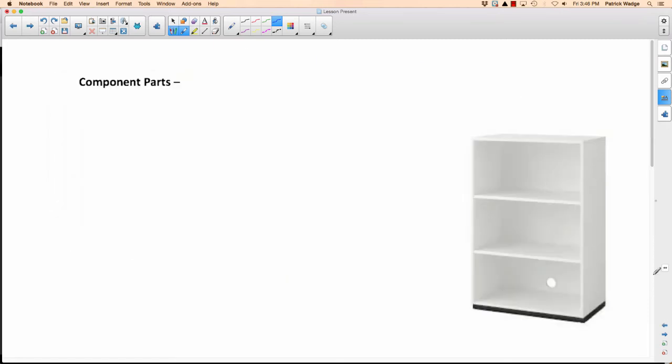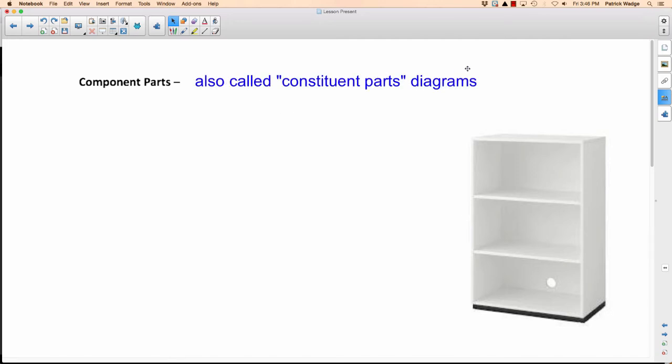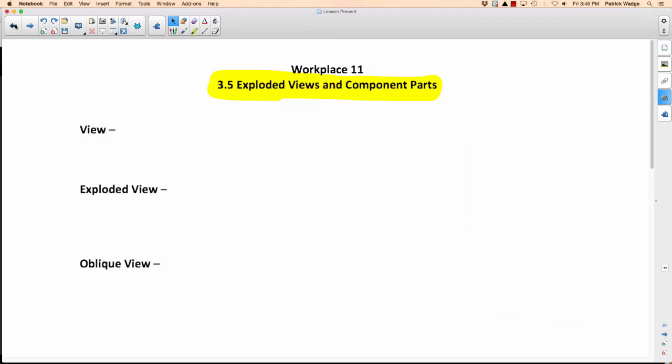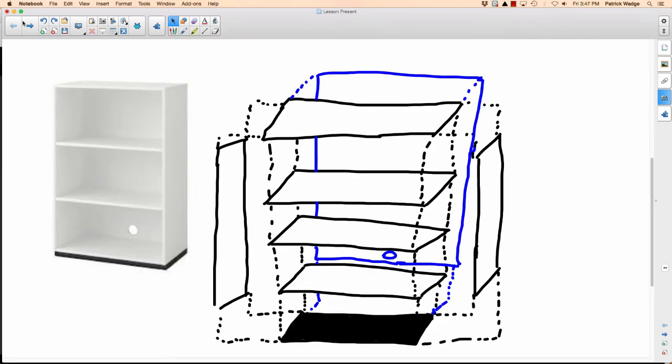All right, let's do the same drawing again, but this time we're going to do it in component parts. I can do this one. I can do this. So this is also called a constituent parts diagram. Component parts diagram, constituent parts diagram. Basically, it shows all the individual pieces that fit together to complete the whole object. Well, wait a minute, that's what we did in this one too. This one showed all the different pieces that fit together.